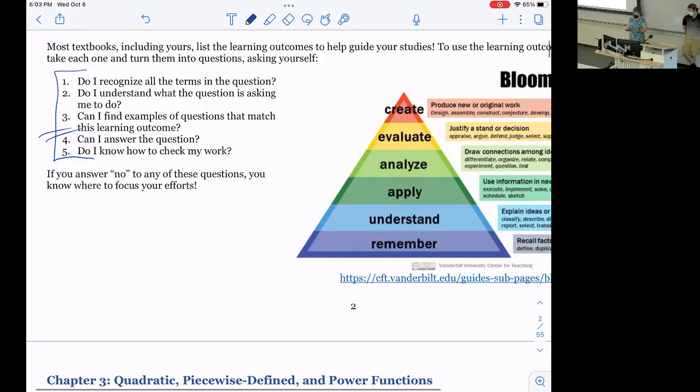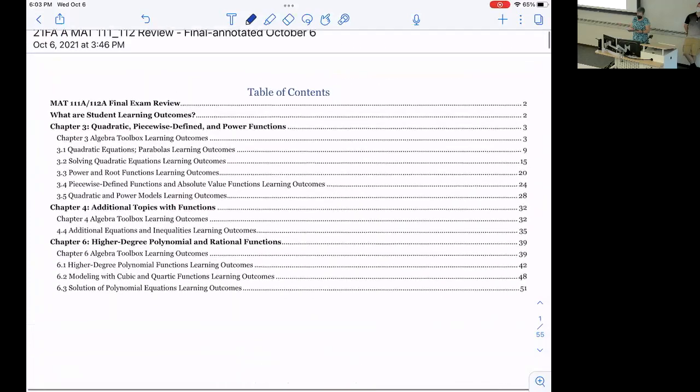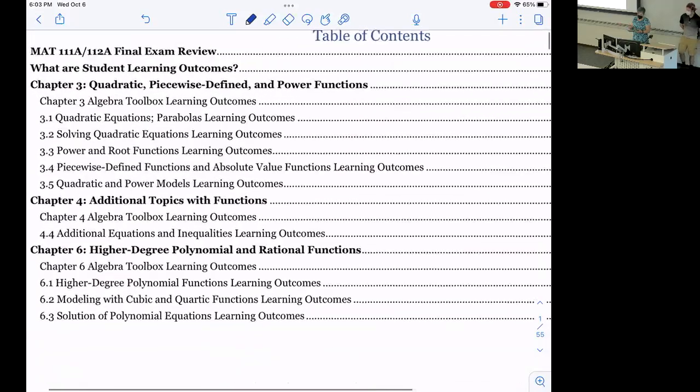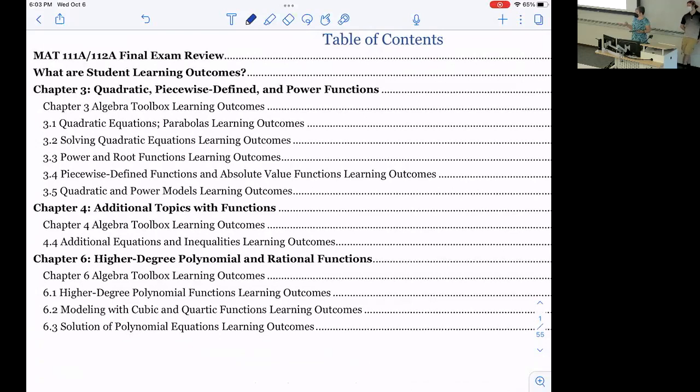The way this is organized, since the midterm, you all have covered 5 sections in Chapter 3, 1 section from Chapter 4, and 3 sections from Chapter 6. We do have these Algebra Toolbox sections. While I will not go over these tonight, that's the foundation we're building our house on. If you're having any difficulties with any of these Algebra Toolbox learning outcomes, make sure that you go back and read the textbook.